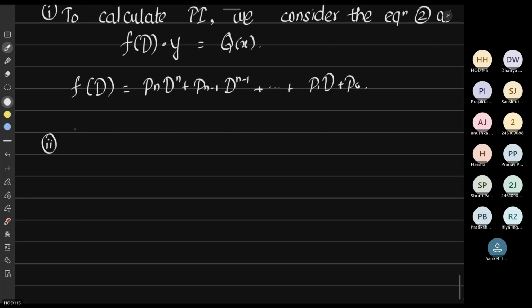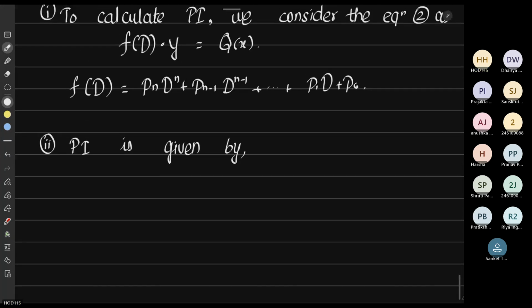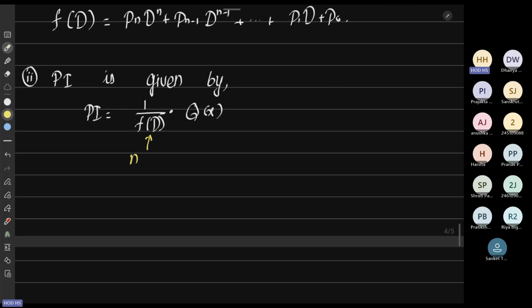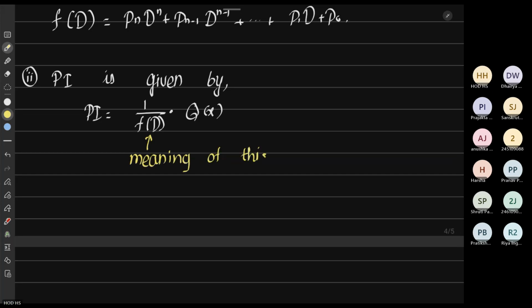Then the particular integral P.I. is given by 1 upon f of D times Q of x. So here we need to find the meaning of this term. What is the meaning of this 1 upon f of D? We need to calculate what 1 upon f of D represents.